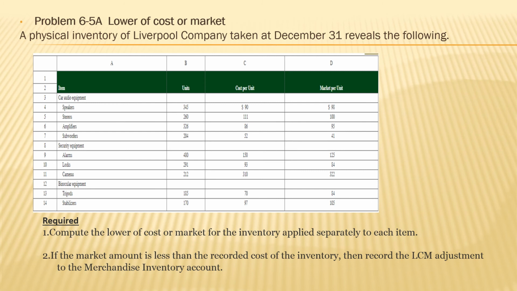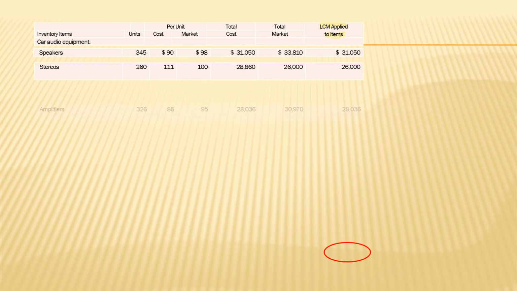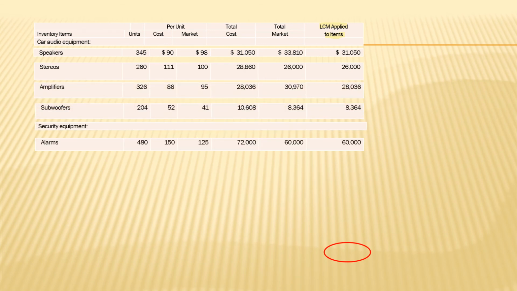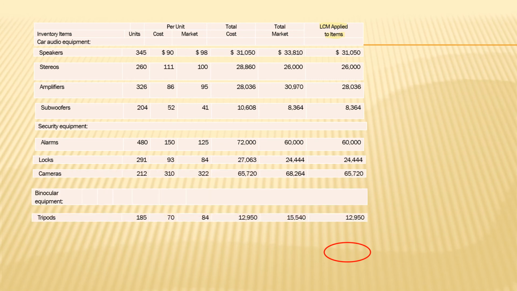Let's start with the first requirement, which is to compute the lower of cost or market for the inventory applied separately to each item. So what I need to do here is, for each item, I see how many units are given in this table, and I multiply this number of units with the cost per unit to arrive at the total cost, which is here, the first, second, third, fourth, the fifth column. The total cost is the fifth column. And I also multiply the number of units with the market price per unit for each item in order to arrive at the total market, which is the sixth column here.